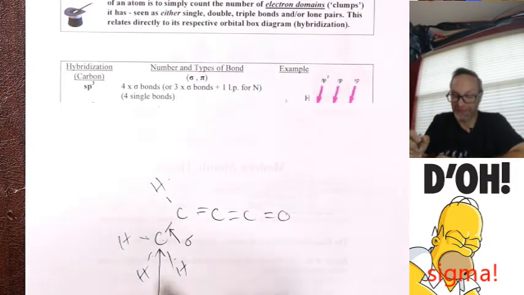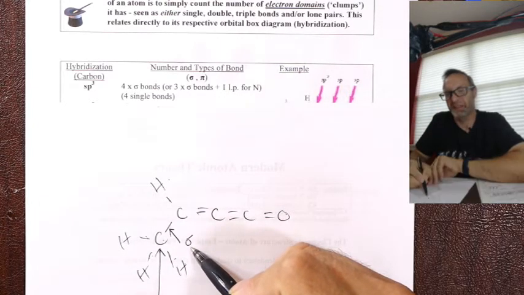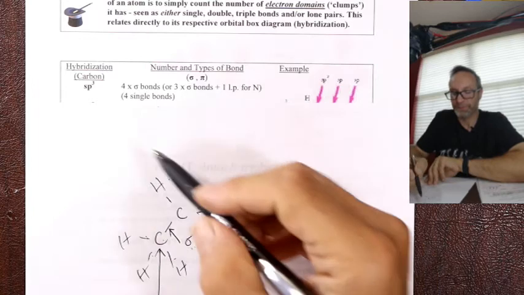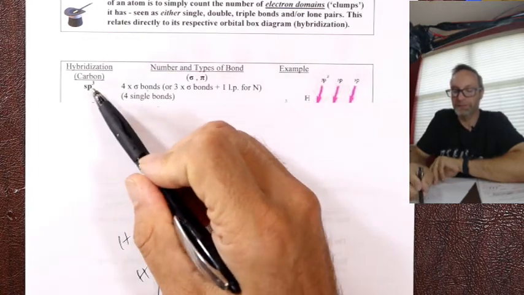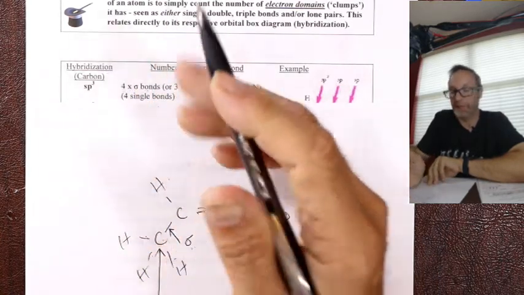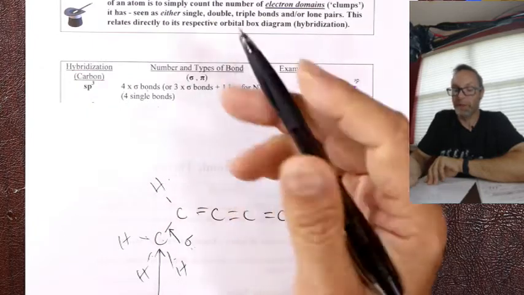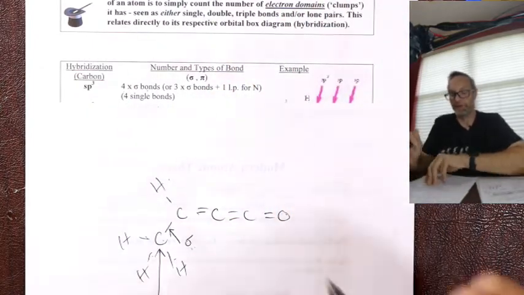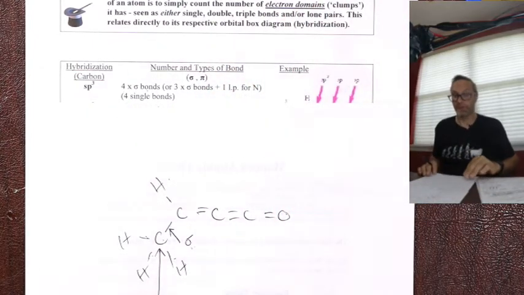When you have a single stick, that's a sigma, that's the sigma. I'm thinking ahead, right? So 4 sigma bonds, sp3 if it's carbon, 3 sigma bonds and a lone pair, for example, for nitrogen. Fair enough. Now, let's move on.